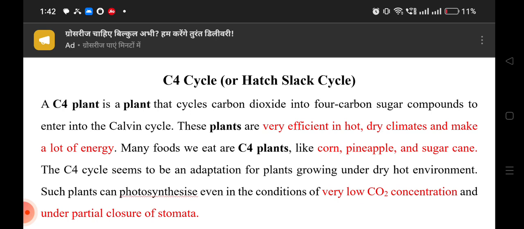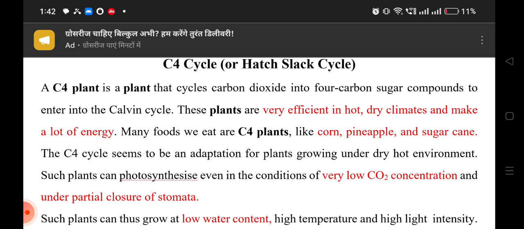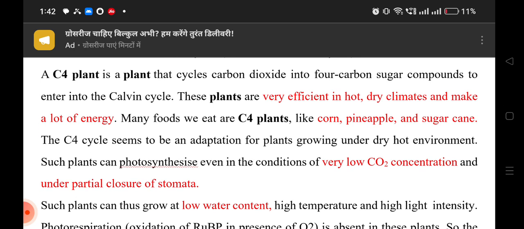A C4 plant is a plant that cycles carbon dioxide into a 4 carbon sugar compound, and we're going to discuss that compound. So what are the fundamental properties of the plants described as C4 plants? These plants are very efficient in hot dry climates and make a lot of energy. This is the benefit of performing a C4 cycle. Examples of such plants are corn, pineapple and sugarcane, and many more.